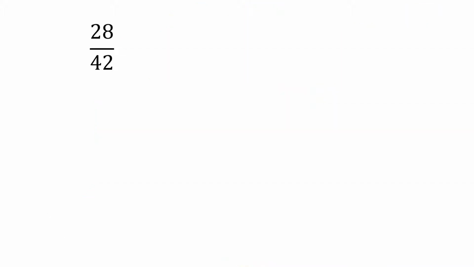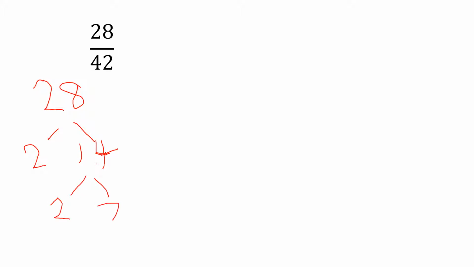28 divided by 42. All right, let's make some factor trees. Now 28 breaks up into 2 and 14. 14 breaks down into 2 and 7. Now I'll look at 42. 42 breaks down to 2 and 21. And then 21 breaks into 3 and 7. So now I've got the prime factorizations for both 28 and 42, just reading on the bottom rungs of the trees.